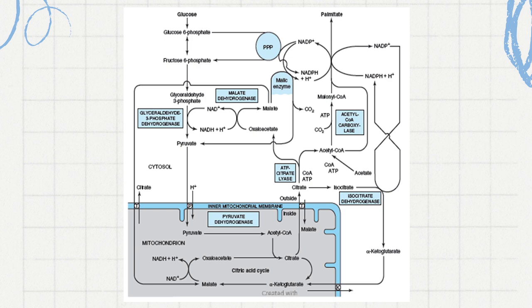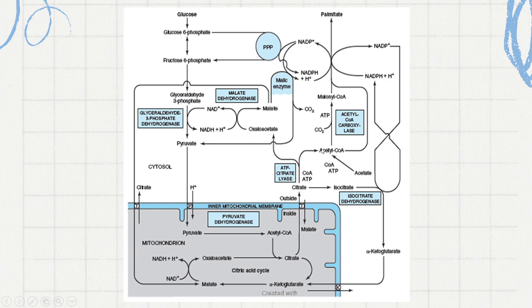Acetyl-CoA unfortunately cannot cross the mitochondrial membrane, and the solution is to cross it in the form of citrate. So acetyl-CoA will combine with oxaloacetate to form citrate. This is the first reaction, of course, of the citric acid cycle. Citrate now can exit the mitochondria to the cytosol. And in the cytosol, citrate under the influence of ATP citrate lyase will reform acetyl-CoA and oxaloacetate.